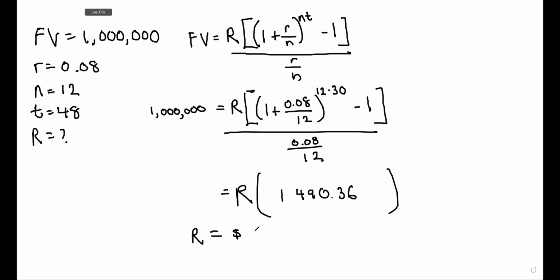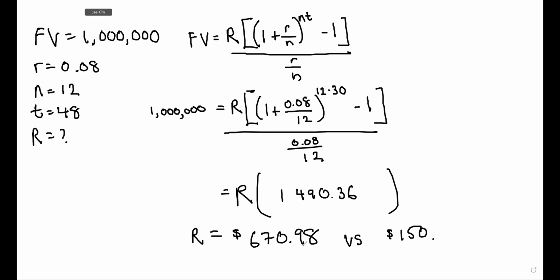The power of 12 times 30 minus 1. Well, I could have made a mistake too. So plus 1, all of that to the power of 360 minus 1, divided by 0.08 divided by 12. Okay, I think I got it. I think it's right. So if I divide $1 million by this amount, compare this with 150.